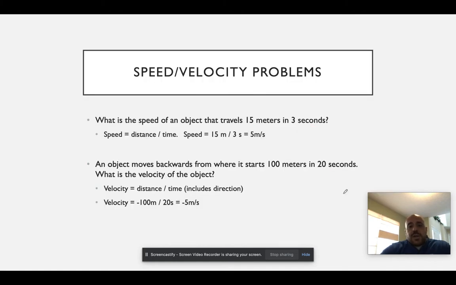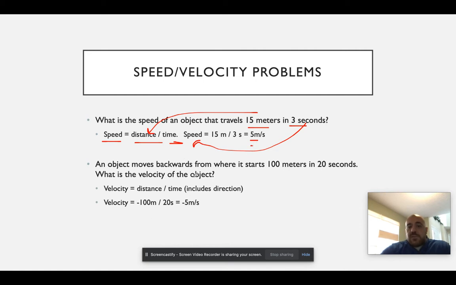So what kind of problems could you see on the content assessment? You might see a math one, such as: what is the speed of an object that travels 15 meters in 3 seconds? Well, remember the formula: speed is distance, our distance is 15, divided by time. Our time is 3 seconds, and 15 divided by 3 would give us 5 meters per second.